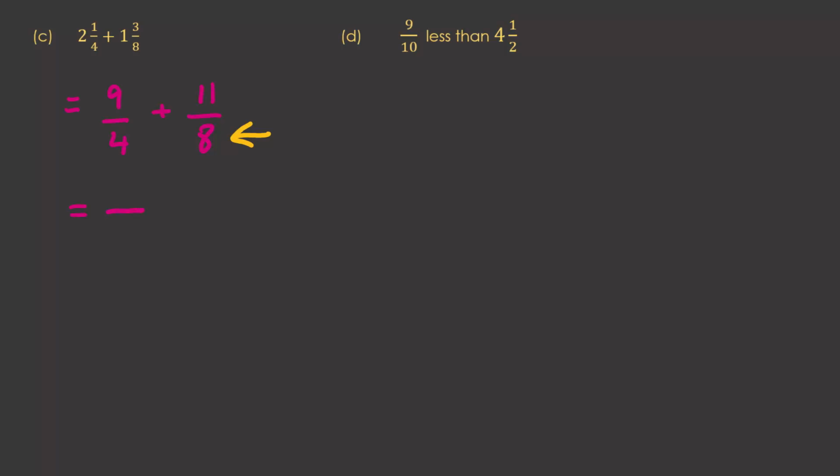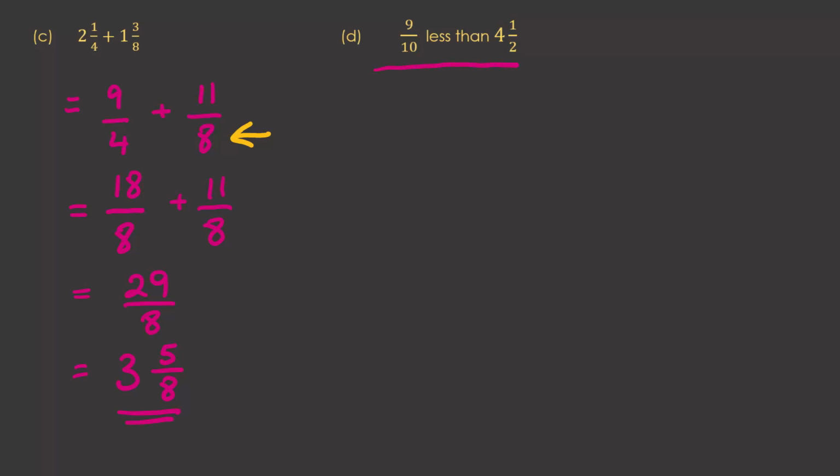The best denominator here is 8, because both 4 and 8 go into 8. So what I'm going to do is just change the first fraction, multiplied 4 by 2, do the same to the 9. And this fraction stays exactly the same, and then we've got the same denominator, so we just do 29 over 8. 8 goes into 29 3 times exactly, and 3 times 8 is 24, leaving us a remainder of 5. So it's 3 and 5/8.